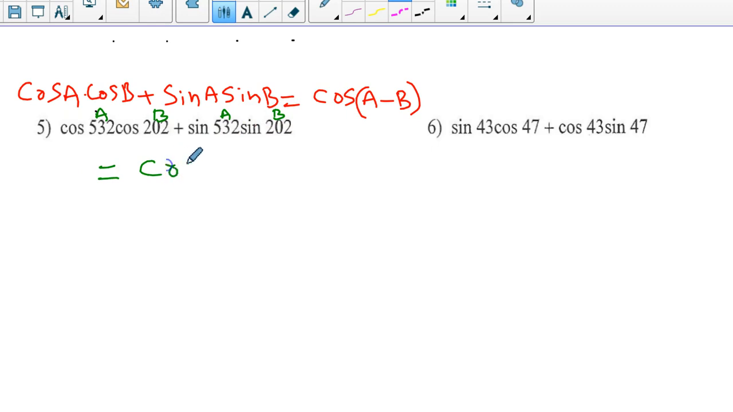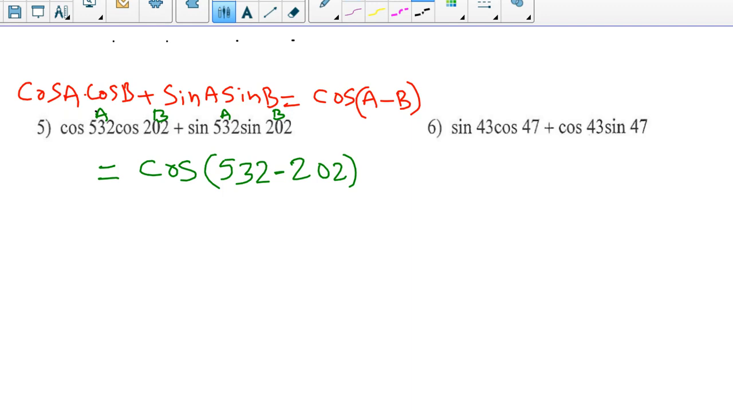Cosine A minus B. What is your A? That is 532 degrees minus your B is 202. Did you see that? It is just cosine A cosine B plus sine A sine B is equal to cosine A minus B. We did not do anything extra, just substituted the values for A and B. This A is replaced by 532 and B is replaced by 202 degrees.